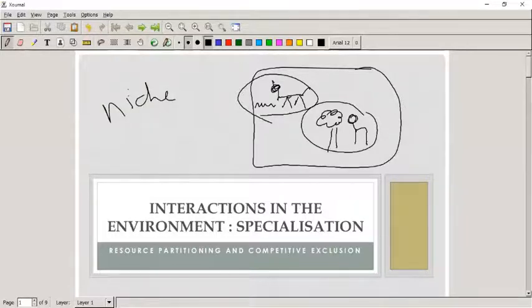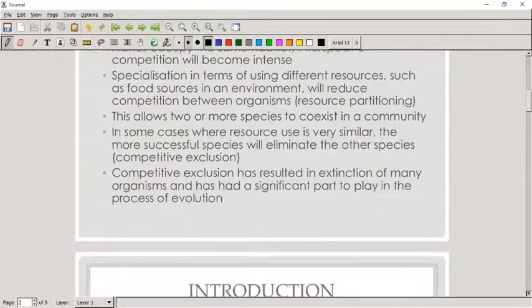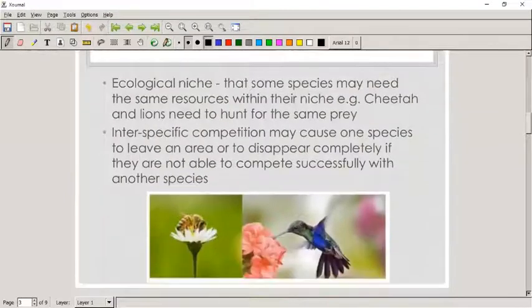Okay. Now, I'm going to skip the content. That's just a summary of everything. So ecological niche, some species may use the same resources within the niche. Like for example, if you take a look at a cheetah and a lion, they hunt the same prey.